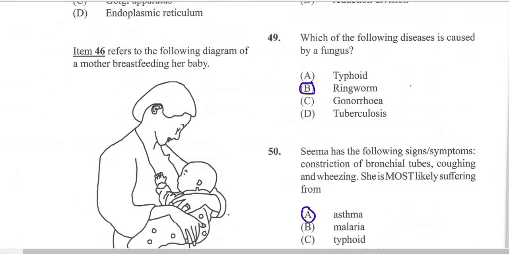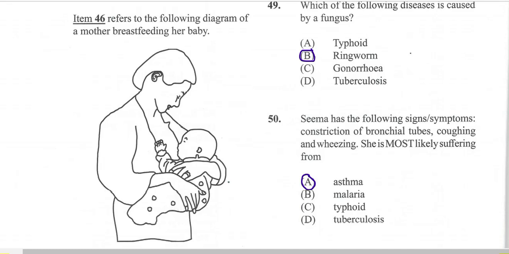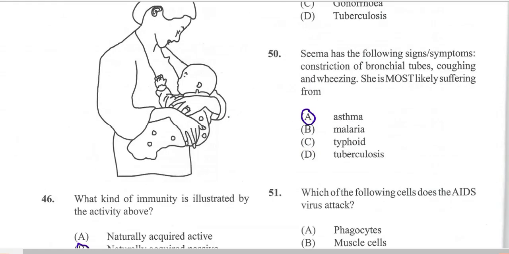Asthma has the following signs and symptoms: constriction of the bronchial tube, coughing, wheezing. She is most likely suffering from. So remember, signs are those things that you can see or detect, while symptoms are those that the patient or the affected individual will have to tell us about. So 50, the answer here is going to be asthma, a respiratory issue, not malaria, not typhoid, not tuberculosis.